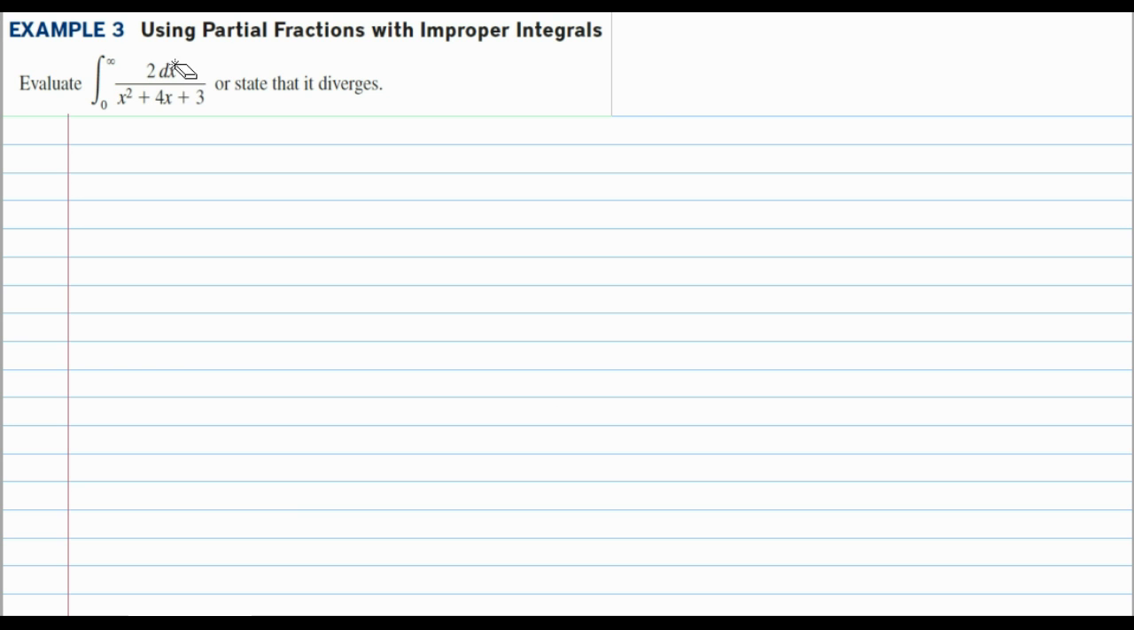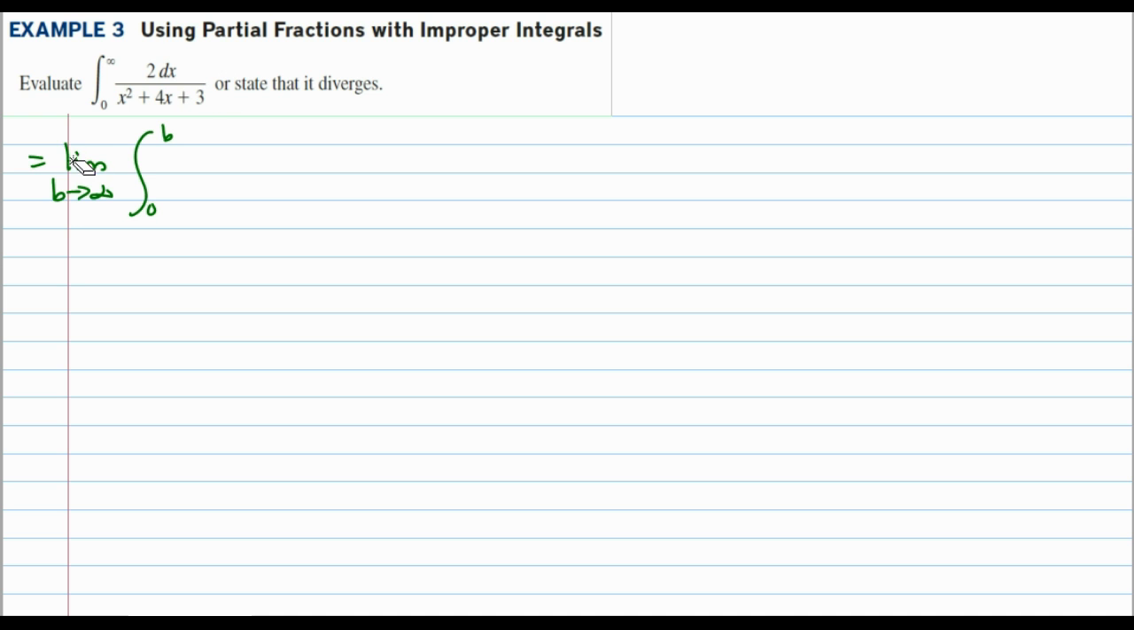Alright, so I have a fraction here, a rational function. It may occur to you to maybe use substitution, but the problem is there's no 2x, the derivative of the denominator here, to cancel out with. So I think I am going to use partial fractions.